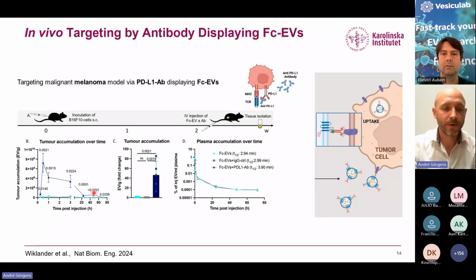And what we were very happy and pleased to see was that this uptake seemed to be sustained over time. So following a single injection, up to 72 hours post-injection, we still had a significant difference between Fc-EVs with the PD-L1 antibody as compared to just having an IgG control antibody or just Fc-EVs by themselves. So this seemed extremely promising.